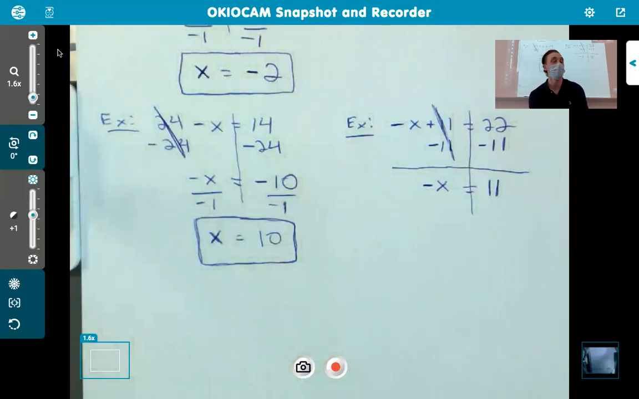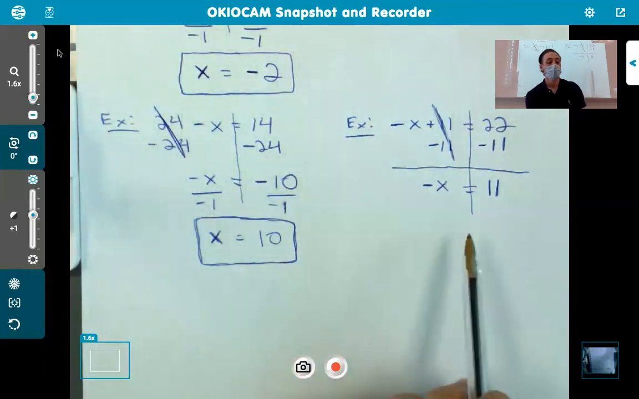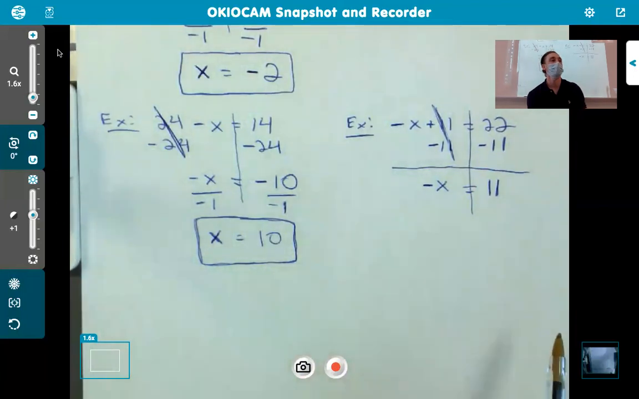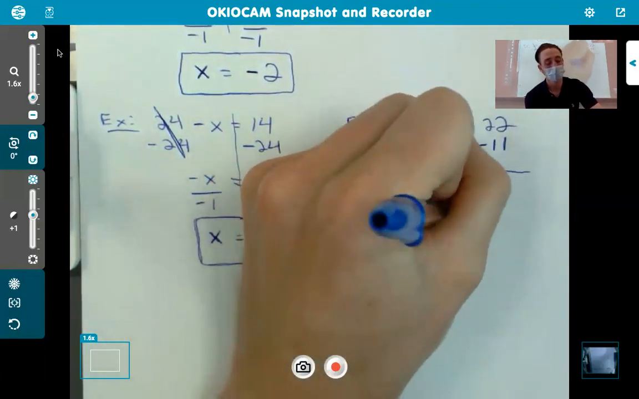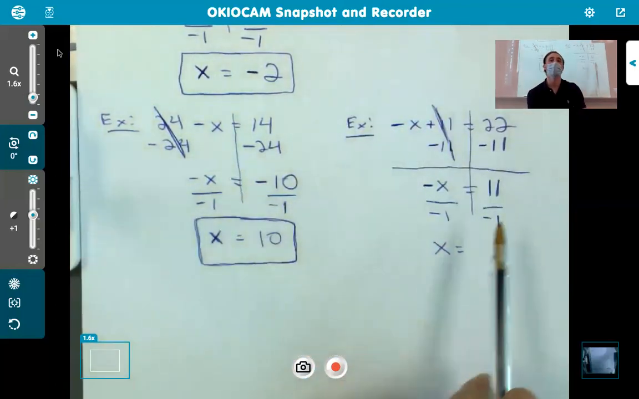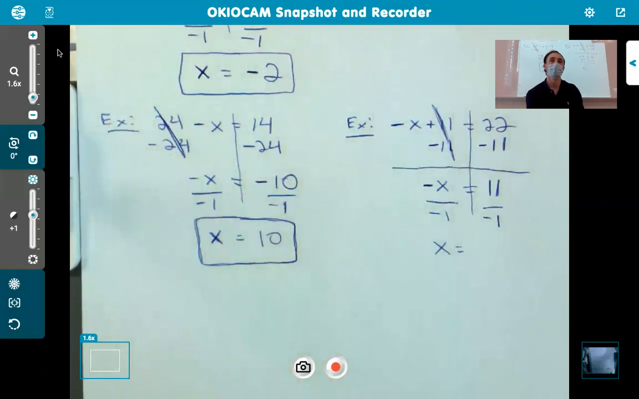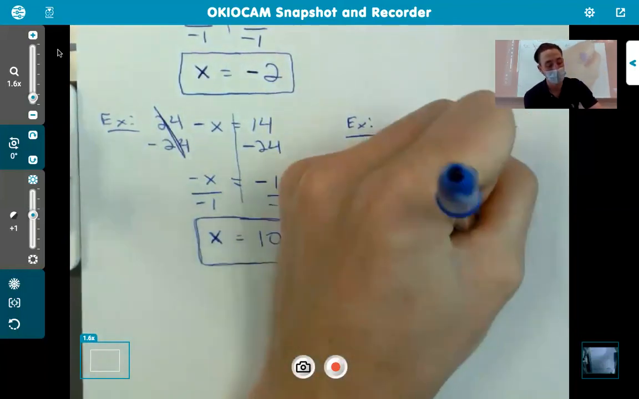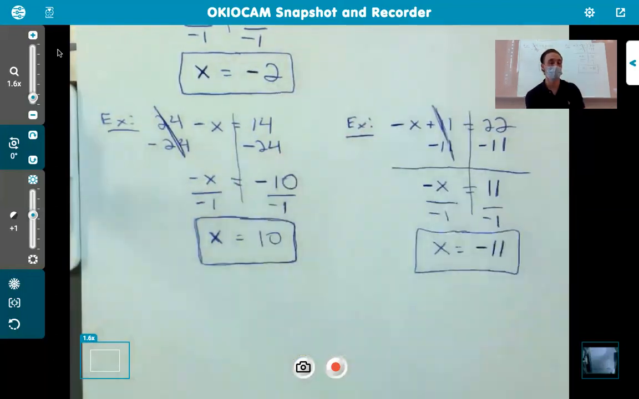Any questions so far? Well, I have negative x equals 11. What's my second step in each of these problems? What do I have to do? Divide by negative 1 to get x by itself, right? And what's 11 divided by negative 1? Negative 11, right? Good. The number stays the same. I just change the sign, and my answer is negative 11.